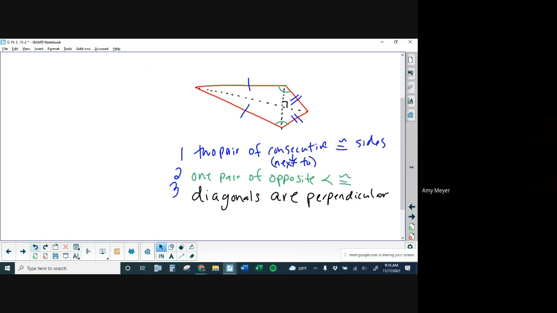Okay, so there's your kite and 3 properties. Maybe it will help you someday if you make note cards. If you put this on the front and these 3 things on the back, when you see a kite, you're going to need to know these things about it.